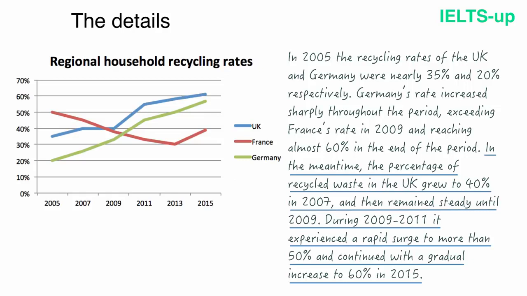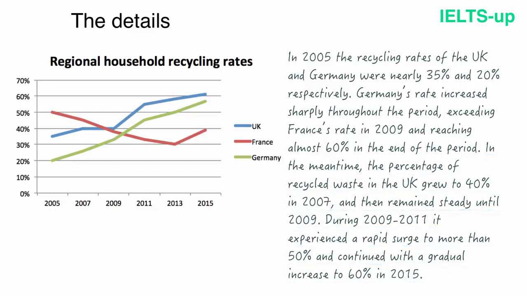In the meantime, the percentage of recycled waste in the UK grew to 40% in 2007 and then remained steady until 2009. During 2009-2011, it experienced a rapid surge to more than 50% and continued with a gradual increase to 60% in 2015.